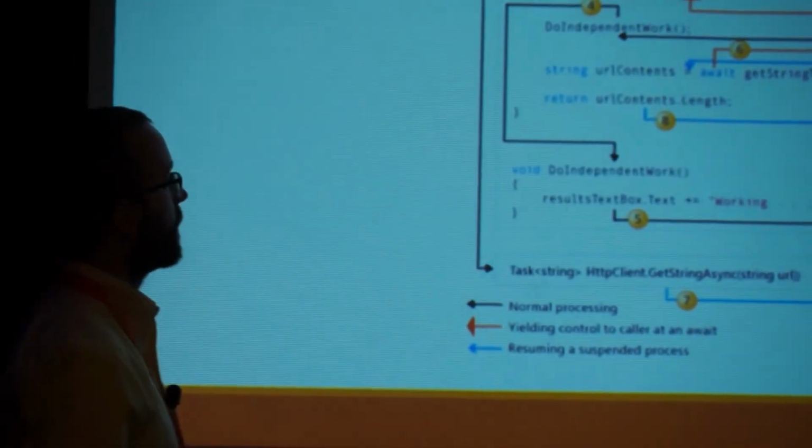And then in the case of the await, which is down here, where we call string URL contents equals await get string task, because we're actually awaiting that task now, we're waiting for it to finish, and then we get the result back, which is a string in this case, and then we return the length, and we can do any other synchronous or asynchronous code from there. So very simple async and await keywords get translated into something very complex.